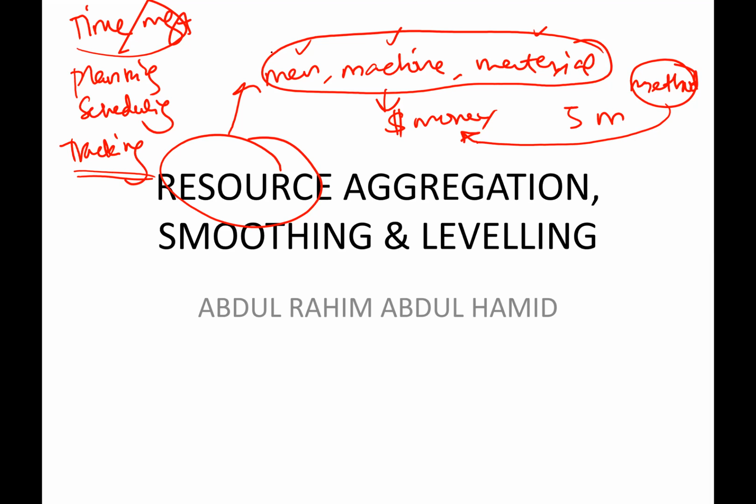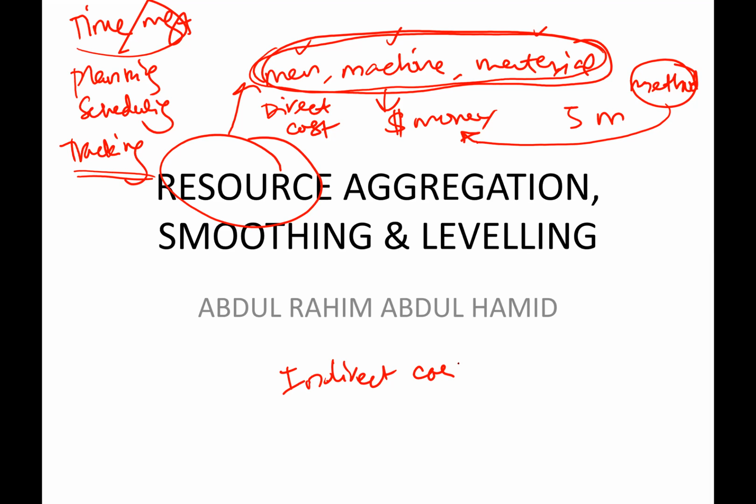But mostly the resources we refer to are those that we can touch or feel, that we can see, which is man, machine, and material. This is where the most amount of construction costs will be paid. Sometimes in construction, we call this a direct cost. Direct cost. Whereas indirect costs are normally costs related to preliminaries.